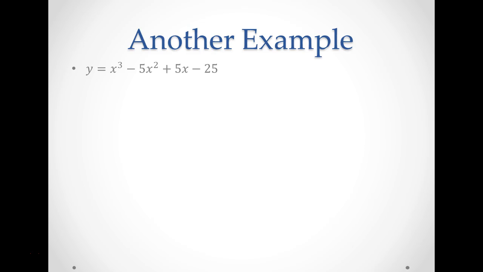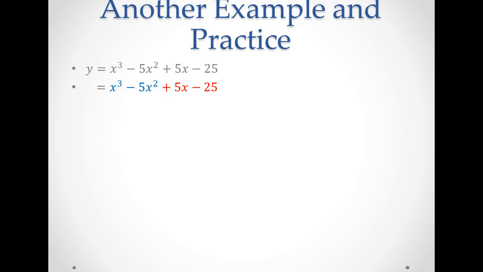Let's try one more example, and then I will cut you loose to practice for yourself or note any questions you might have. Here we begin with the cubic function x cubed minus 5x squared plus 5x minus 25. So I'm going to group terms together like so, and I have used color to show you what I am grouping together. Then I'm going to identify the greatest common factor between x cubed and 5x squared, and it turns out between those two it's x squared, so I factor that out.